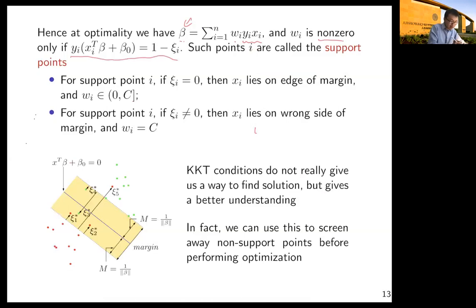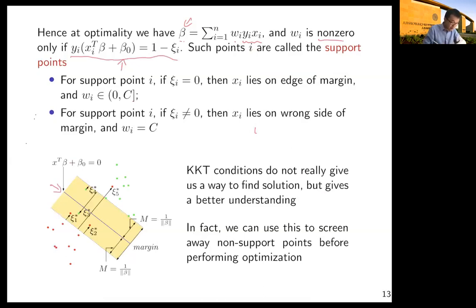Specifically, let's parse this equation a little bit. So xi transpose beta plus beta 0 is the decision boundary that decides whether the model parameterized by beta and beta 0 is going to predict a positive label or a negative label. That's this hyperplane.